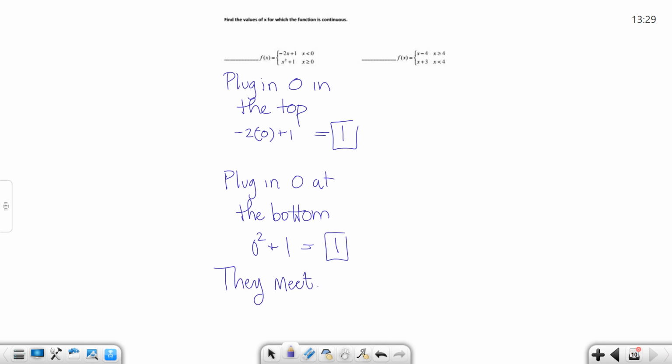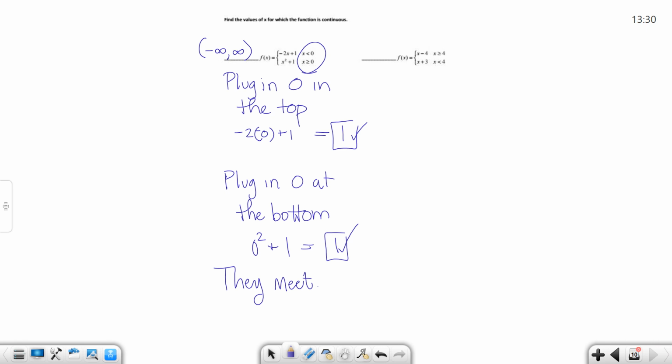Now go back to my discussion of continuity at the beginning. I said, are there any holes in the graph? You are discontinuous where there is a hole in the graph. What you notice about this one is that they meet. At 0, you're going to have the point 0, 1. They meet, so that means there is not a hole in the graph. Since there's not a hole at 0, that means there's not a hole anywhere. And not a hole anywhere would mean that all numbers work. So that's how that one would look.